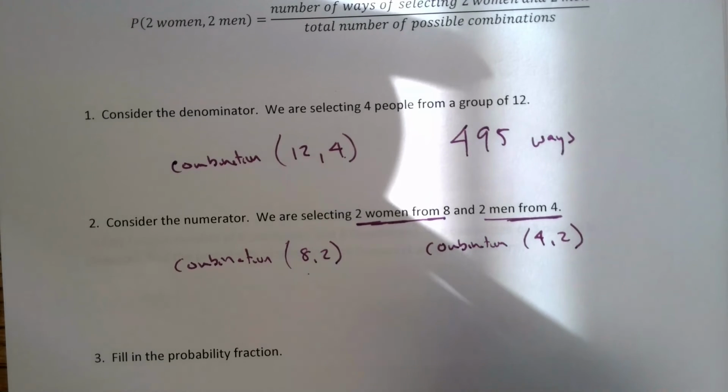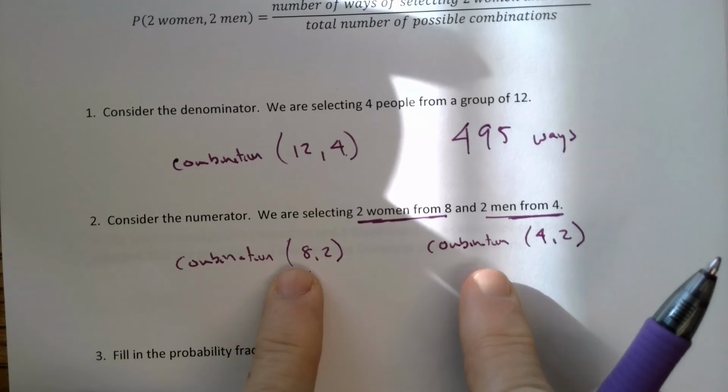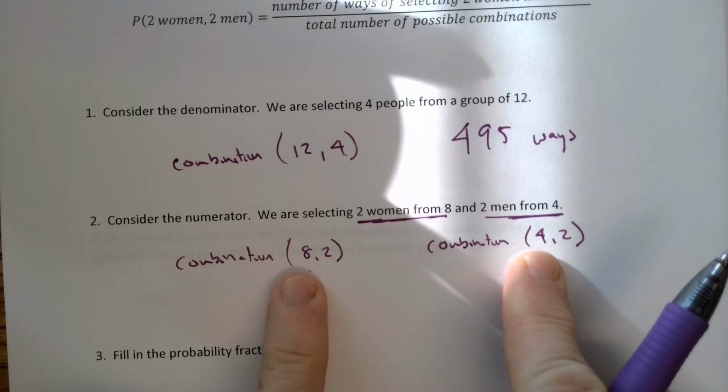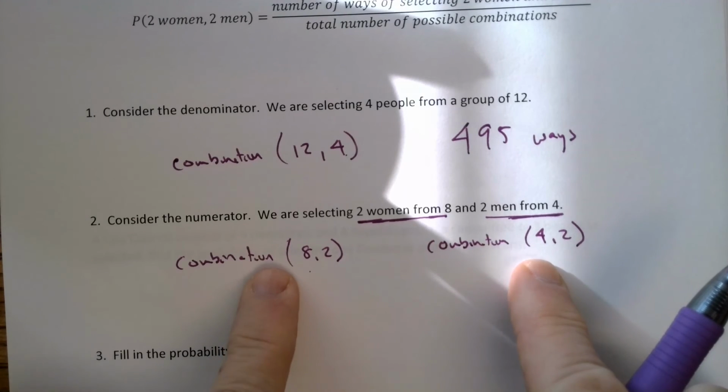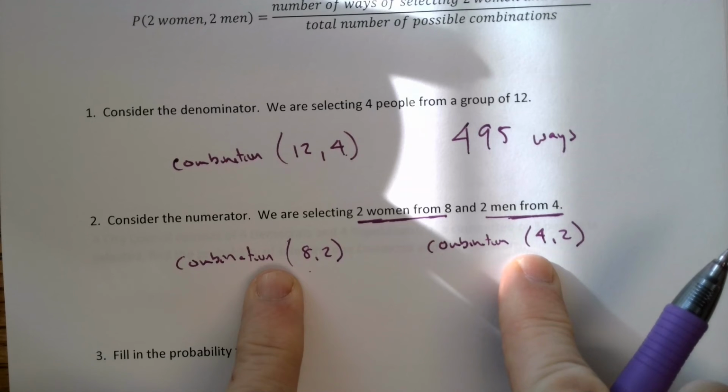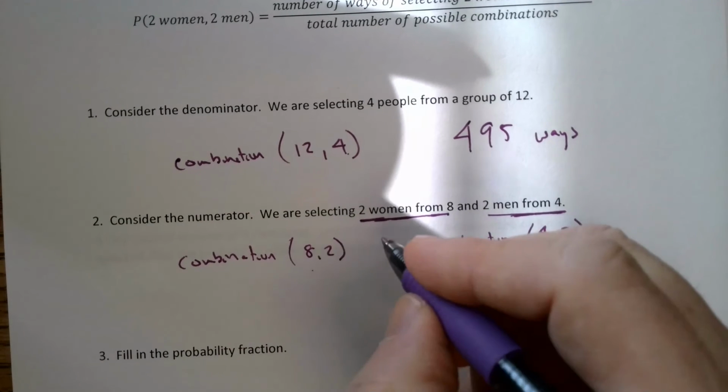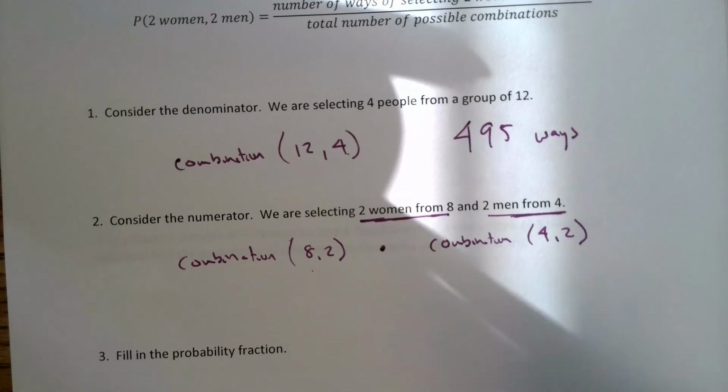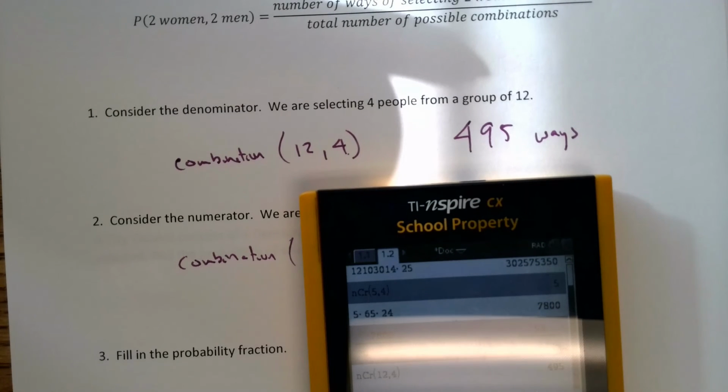So I'm picking 2 women. I'm picking 2 men. And any pair of women can be paired with any pair of men, right? So we're going to multiply this. So 8 choose 2, or 8 combination 2.